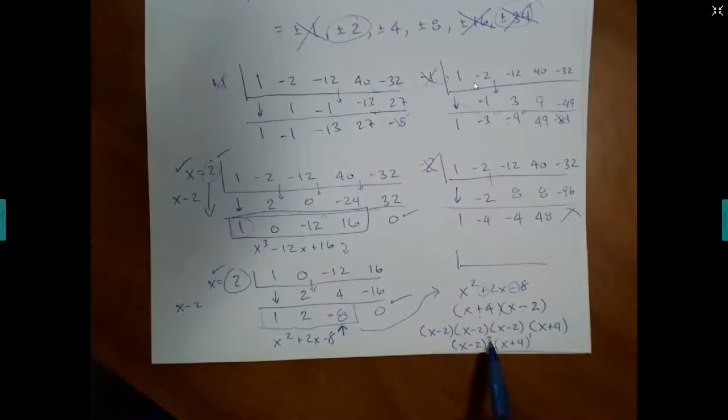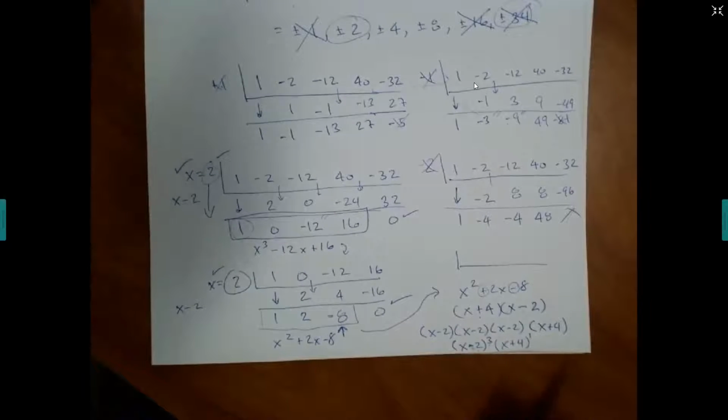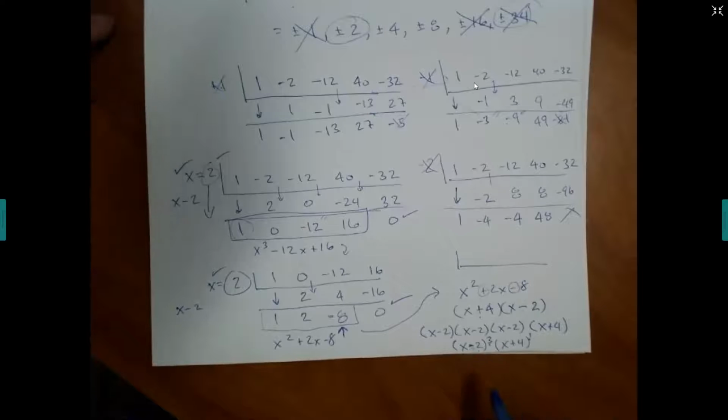Now, why did I put it in this multiplicity form? Because now we know what happens at our intercepts. At positive 2 and negative 4, does the graph cross or touch? They're going to cross. Because the multiplicities are odd, the line's going to cross at those 2 points, at 2 and negative 4.